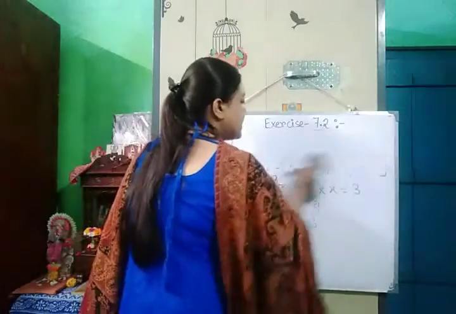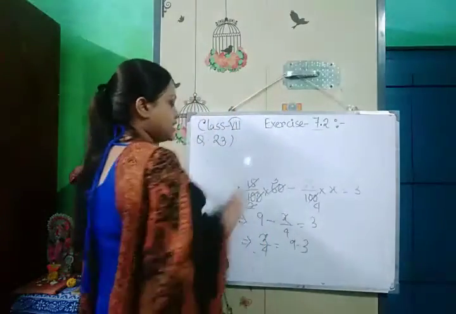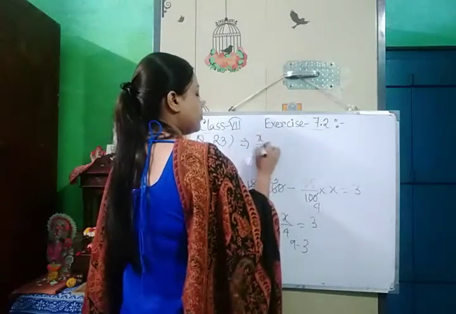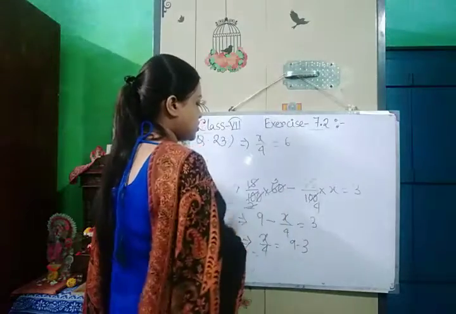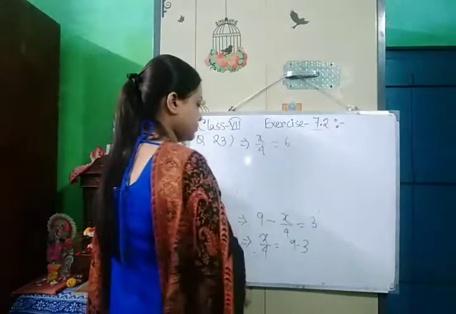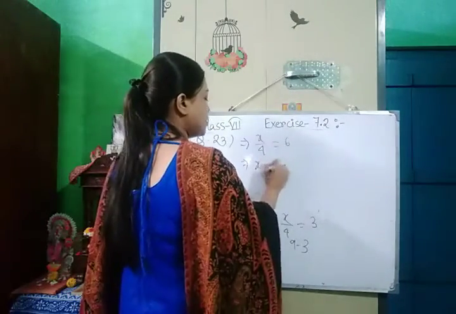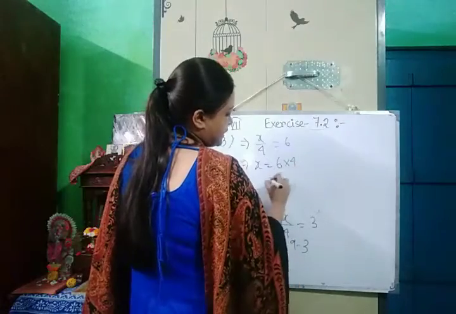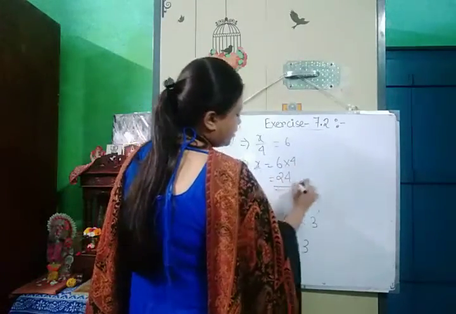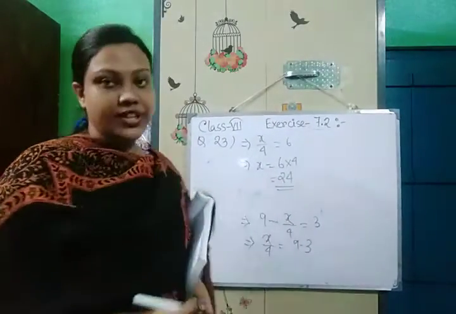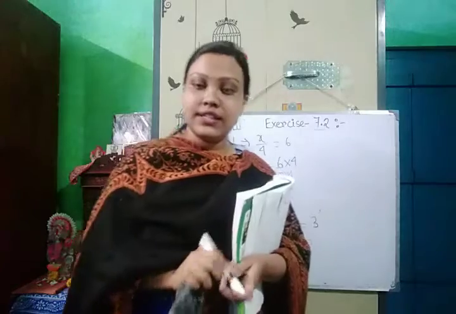I am doing the next line here. That means x by 4 equals 6. So x equals 6 into 4, that is 24. So the required number is 24. Okay, I hope this is clear.